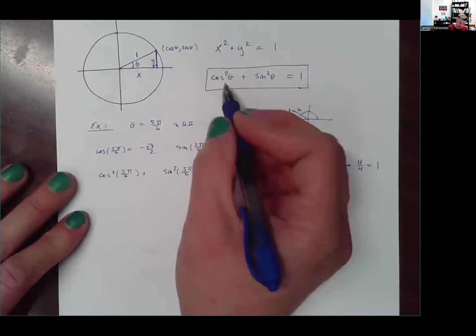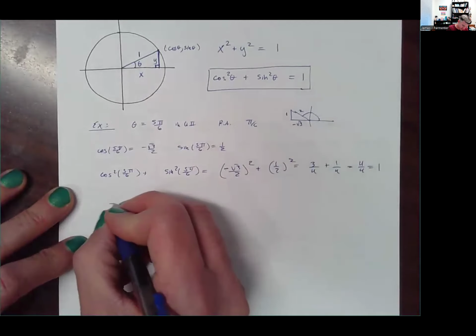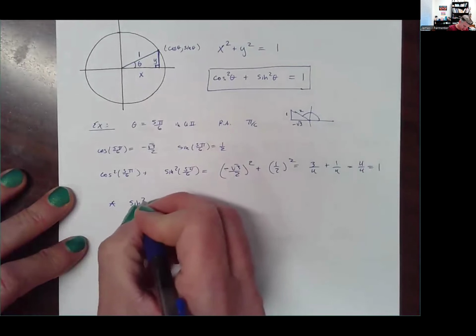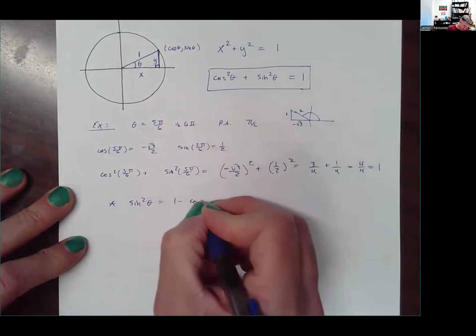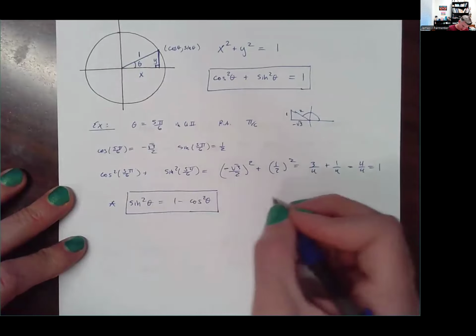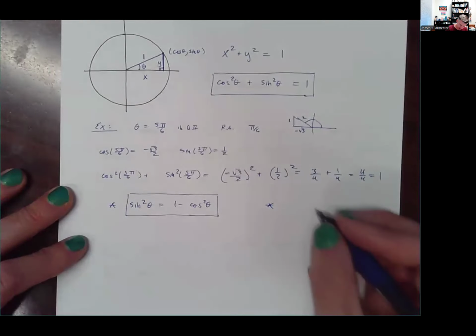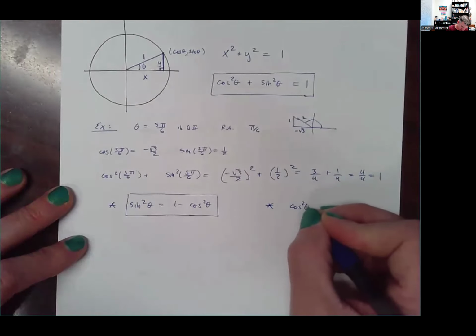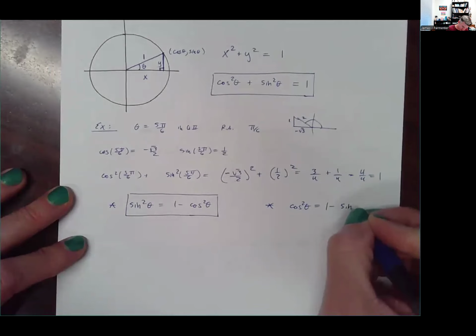So you can either subtract cosine squared from both sides and write sine squared theta is equal to 1 minus cosine squared theta. It's an alternate version of the same identity. You could also subtract sine squared from both sides and write cosine squared theta equals 1 minus sine squared theta.